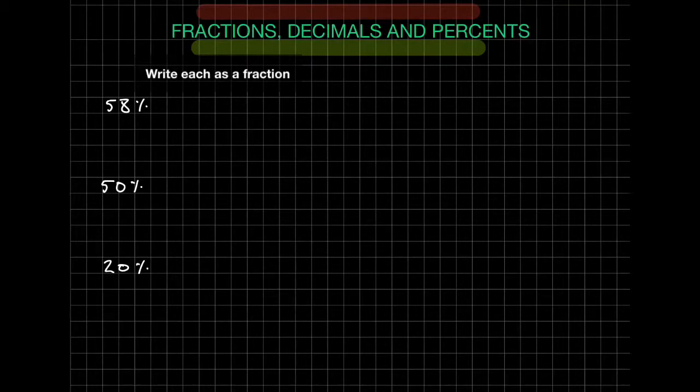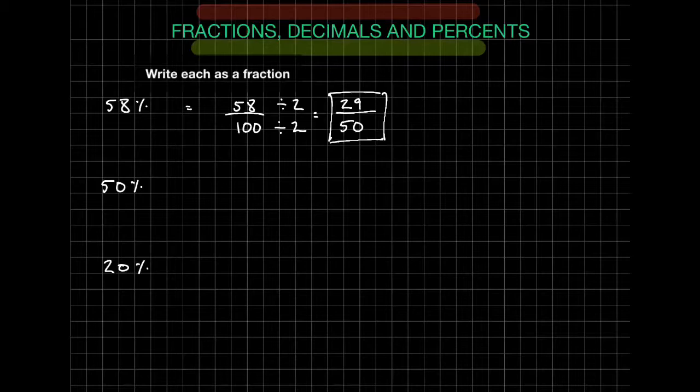All right, a couple more. Let's start at the top here, 58%. We're going to say that equals 58 over 100. Now we need to go ahead and reduce this. It looks like we can divide top and bottom by 2. 58 divided by 2 is going to be 29, and 100 divided by 2 is 50. It doesn't look like we could reduce this any further, so there's our answer. 58% written as a fraction is 29 over 50.